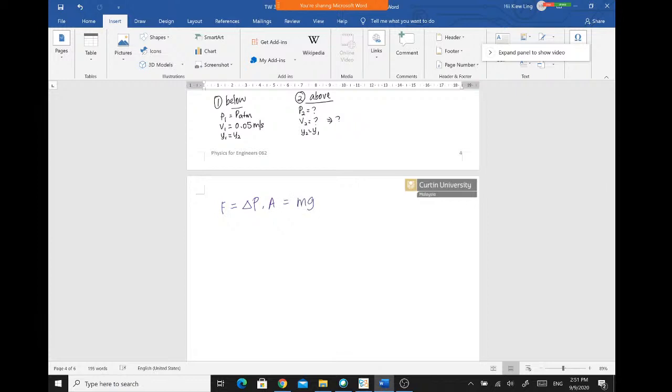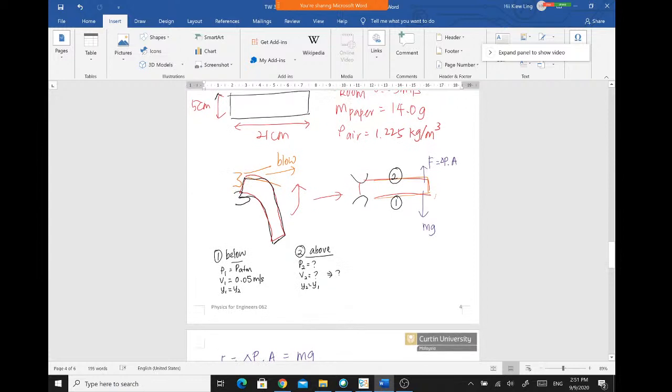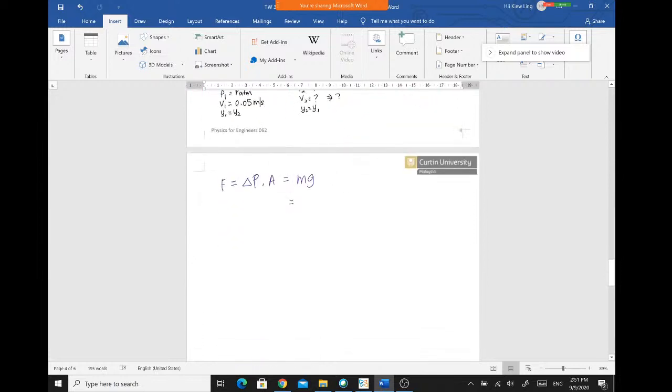Given the mass of the pepper, right? Did I write down the mass of pepper? For my pepper it is around 14 grams. So convert 14 grams to SI unit, which is very small only. 0.1372 Newton.